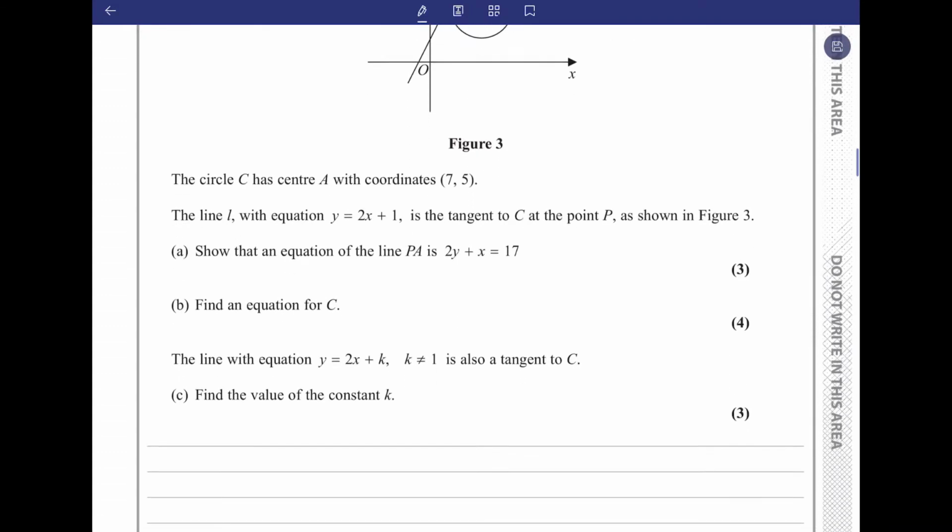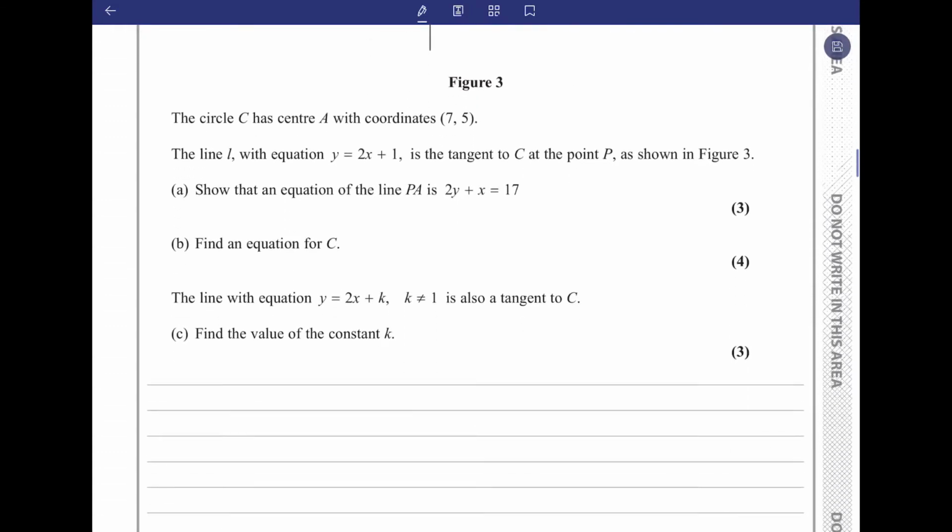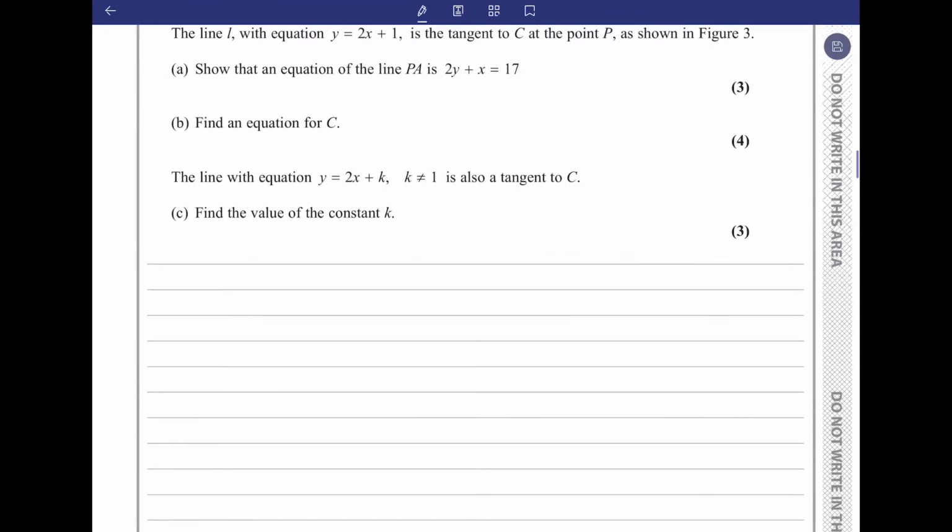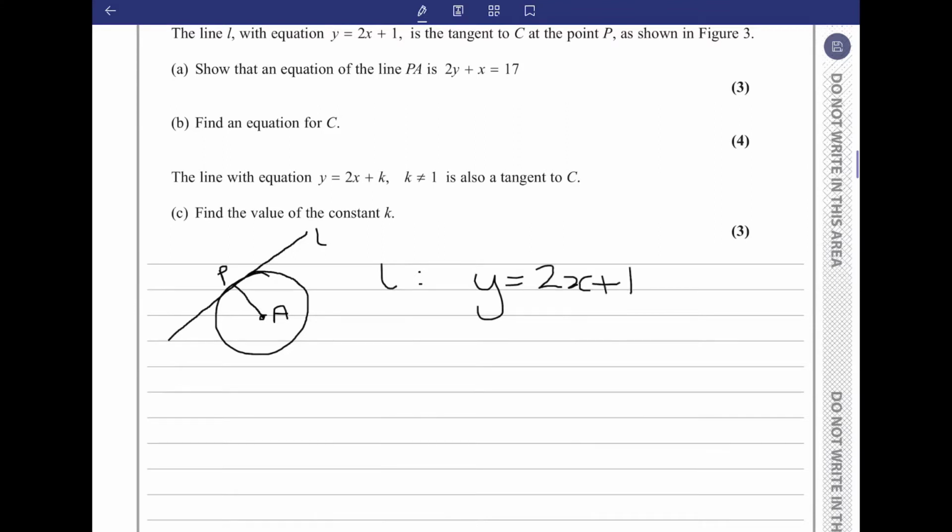So now, we're given that the line L is a tangent, so let's just draw a little mini sketch out here. So we have this circle, but then we also have this. So this was A, this was P, this was L, and we have the line L is y equals 2x plus 1. We're trying to find PA.